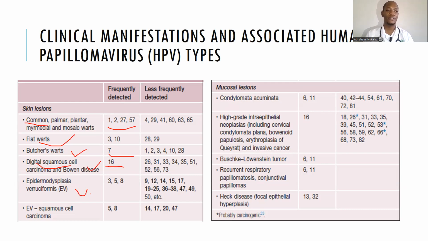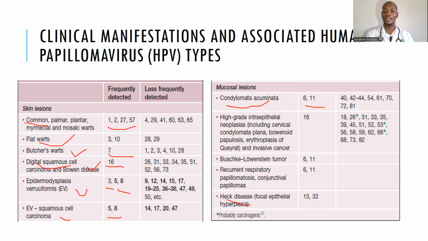Then we have EDV, epidermodysplasia verruciformis. This one is usually caused by HPV 3, 5, and 8. And then you can have squamous cell carcinoma, usually caused also by 5 and 8. So this table tries to summarize the different manifestations and then the genotypes that are usually implicated.